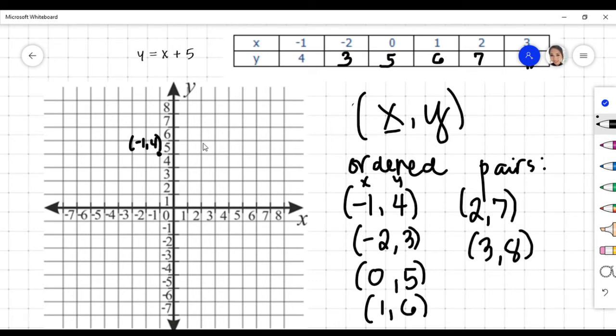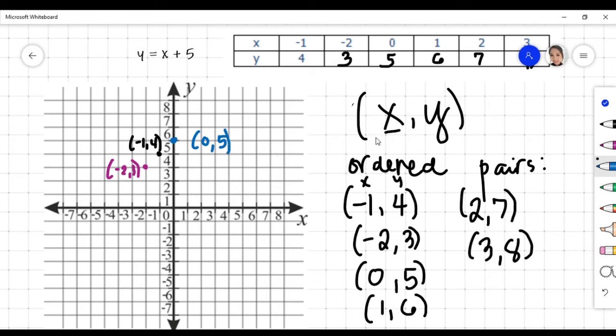Next, let's plot -2 and 3. -2. So -2 yung x. So ito siya, -1, -2, and +3. So 1, 2, 3. So this is our point -2, 3. Next is 0, 5. So 0 yung x. So ito siya. Then 5. 1, 2, 3, 4, 5. So this is 0, 5.